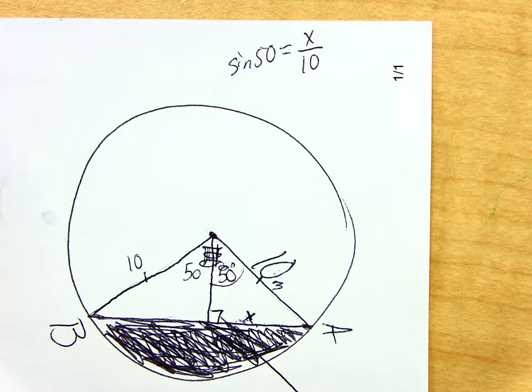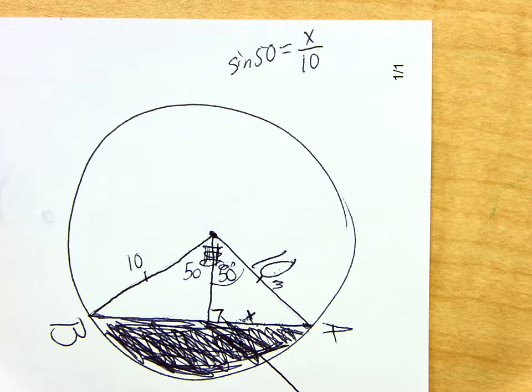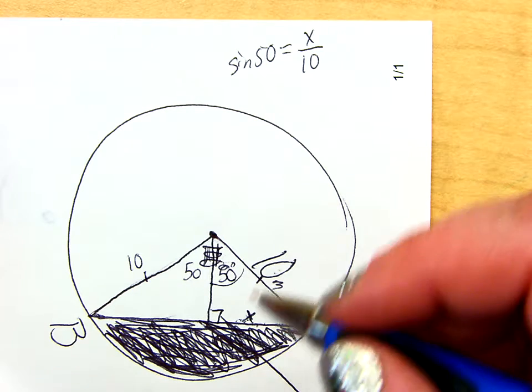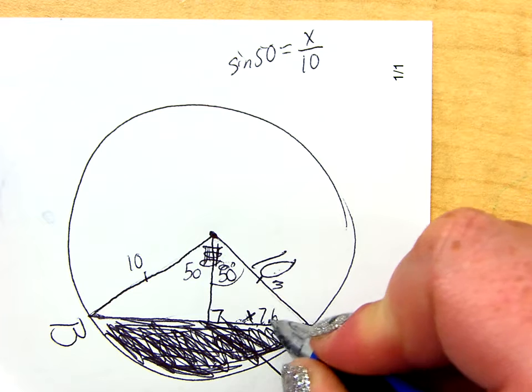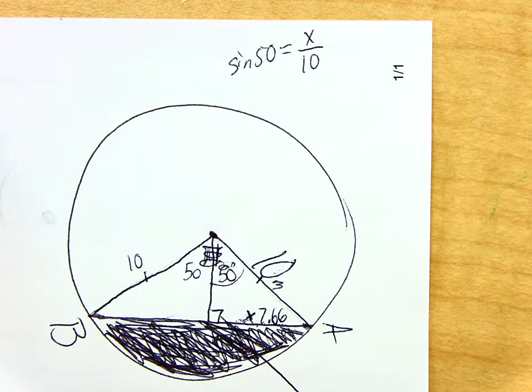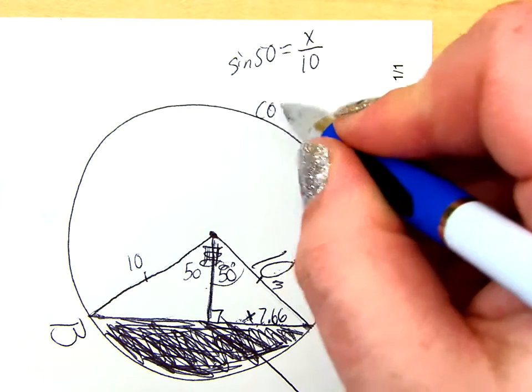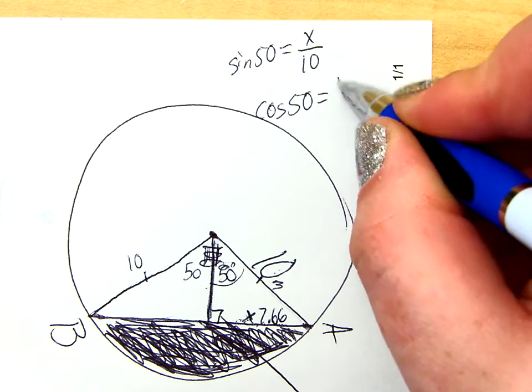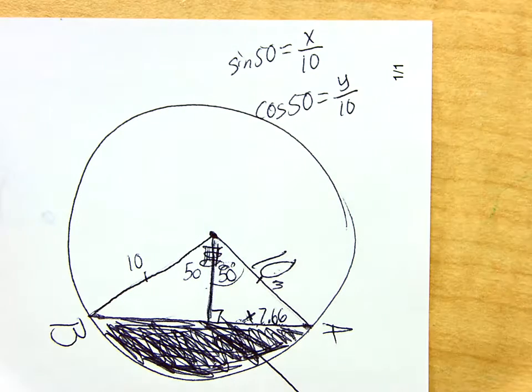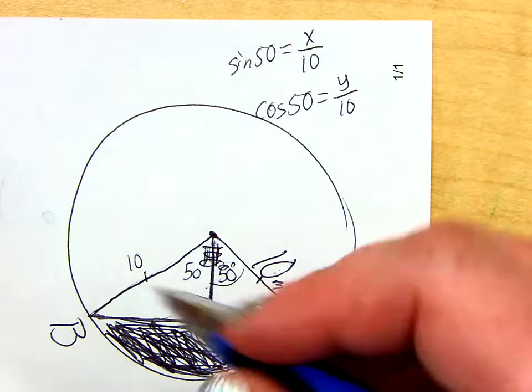Here we're going to have to round because sine of 50, this would be a nightmare to leave it in exact. So 7 point, let's go 2 decimal places at least. 7.66. And then I do still need this height, so then I would use cosine. Adjacent over hypotenuse. So cosine 50 times 10. 6.43.